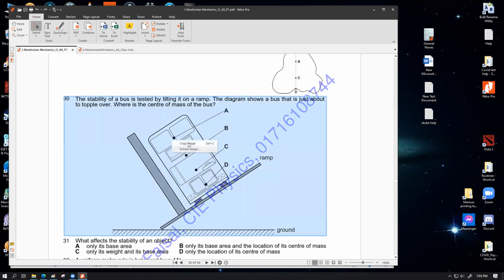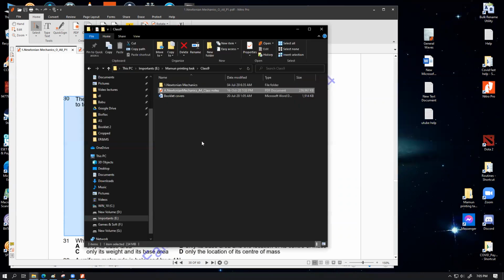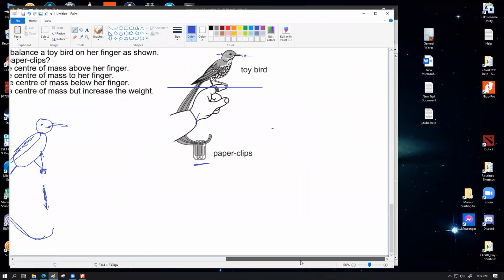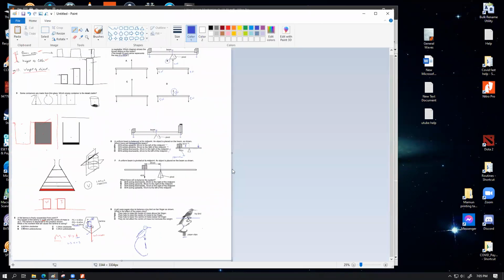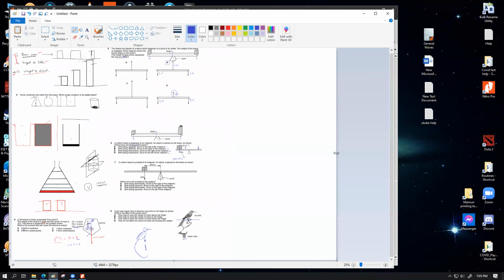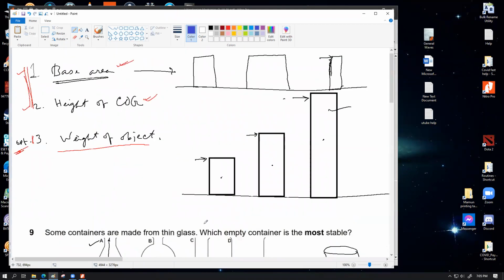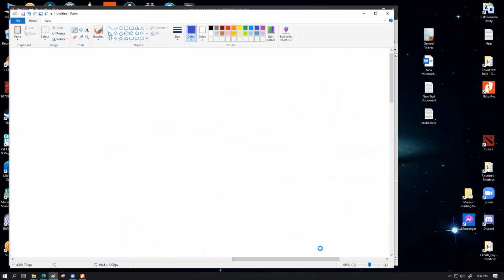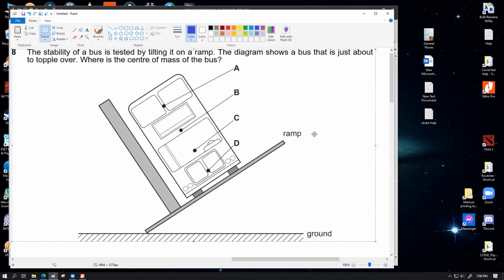Question number 30 is actually pretty interesting. To solve question number 30, this is actually a test that is done for every double-decker bus before they are rolled onto the roads, for safety reasons. So this is a pretty interesting question. Let's have a look at it. The stability of a bus is tested. This is actually a double-decker bus. You can see the first deck, second deck. So the stability of a bus is tested by tilting it on a ramp.